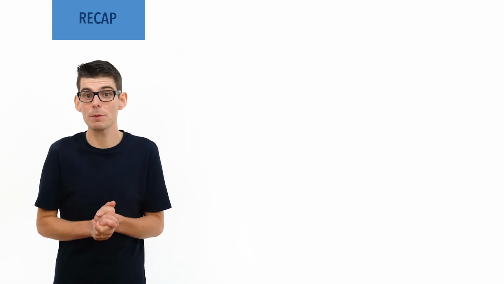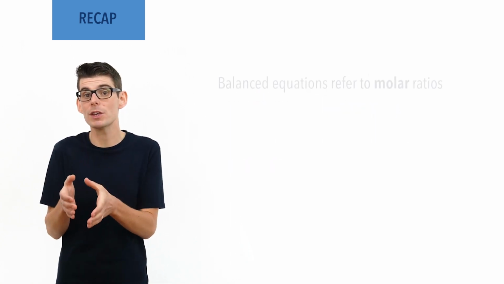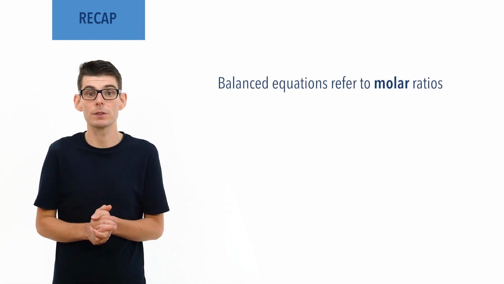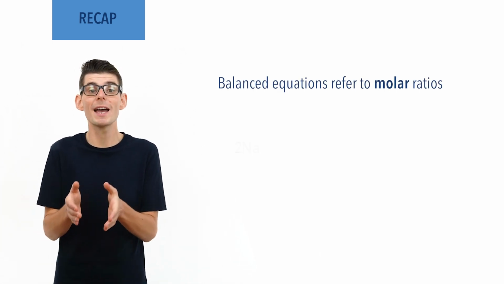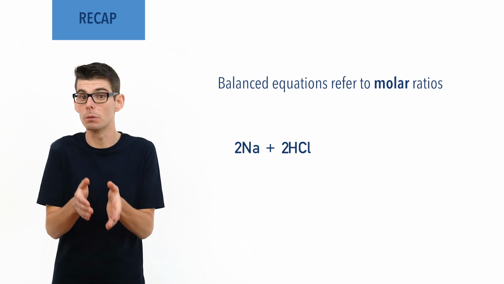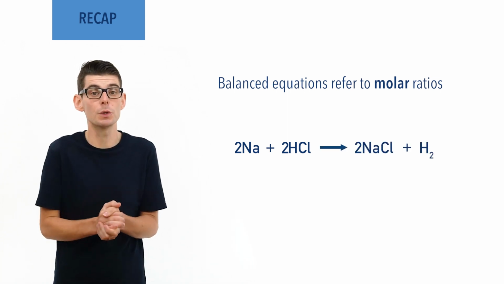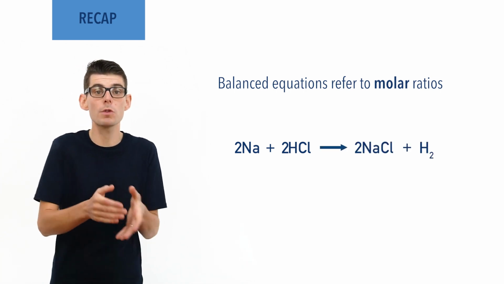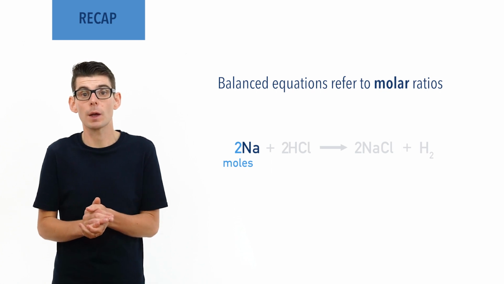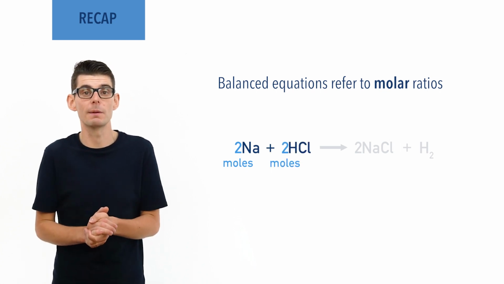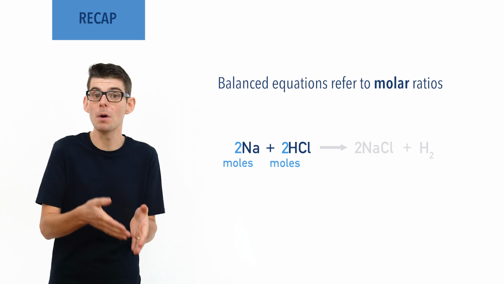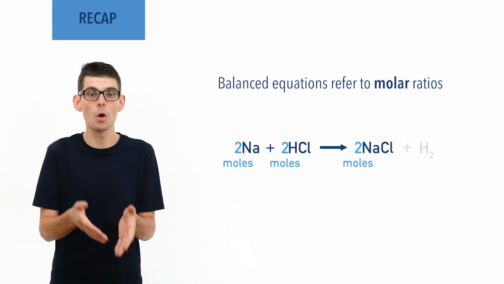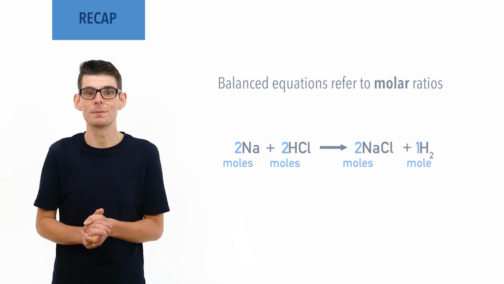Balanced equations in chemistry are based on the molar ratios of reactants and products. For example, 2Na plus 2HCl to form 2NaCl plus H2 means 2 moles worth of sodium atoms react with 2 moles worth of HCl molecules to form 2 moles worth of NaCl and 1 mole worth of H2.